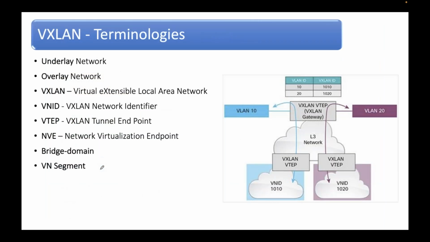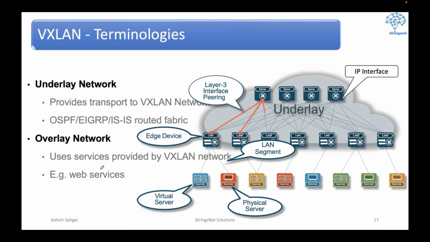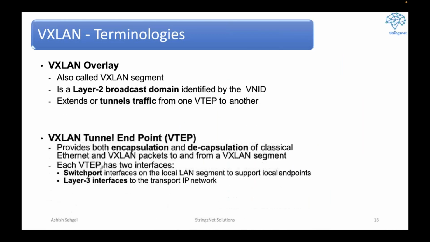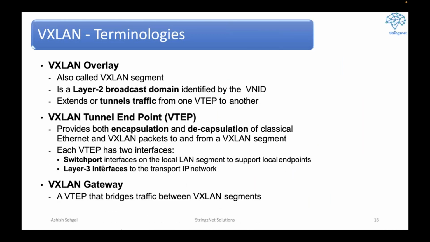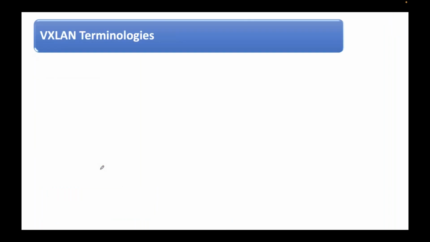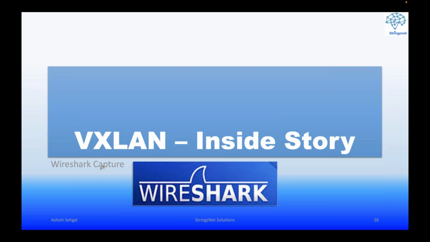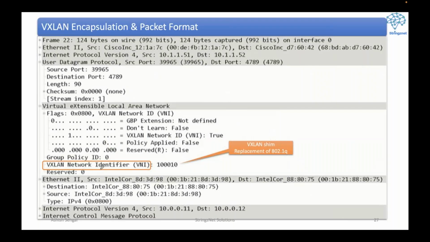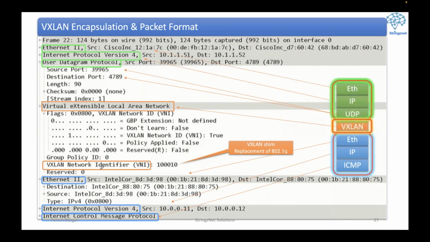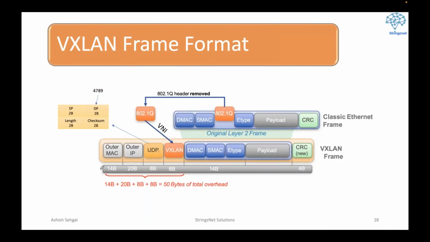We are going to talk about the terminologies, first of all, to get ourselves comfortably introduced with VXLAN, comparison, terminologies back again. We are going to look into the VXLAN packet from inside, in terms of the capture of a VXLAN packet done by Wireshark. What are the different components inside it? The inside story of VXLAN, guys.